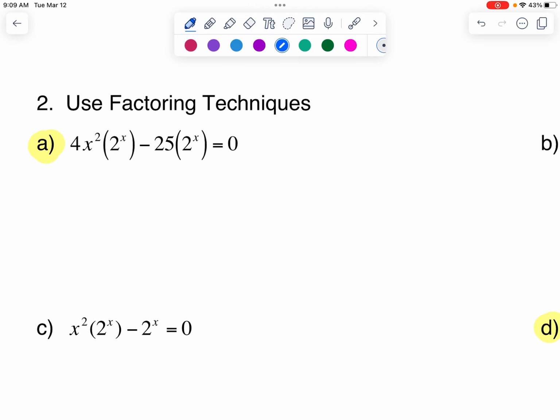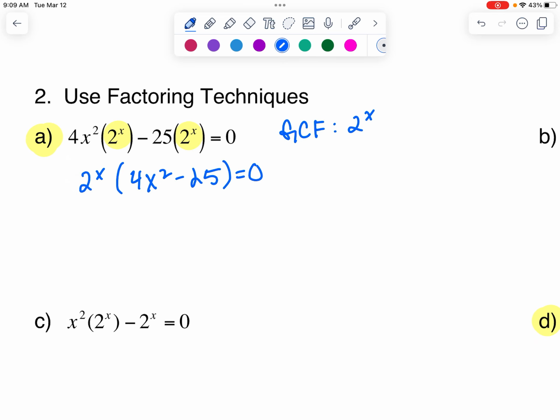All right, for part A, we see that the 2 to the x power is going to be our GCF. So GCF is going to be 2 to the x power. You can go ahead and factor that out. So we get left with 4x squared minus 25 is equal to 0. You can go ahead and factor that guy even more: 2x minus 5 times 2x plus 5, it's all equal to 0.